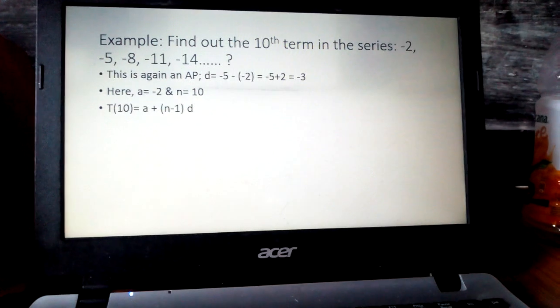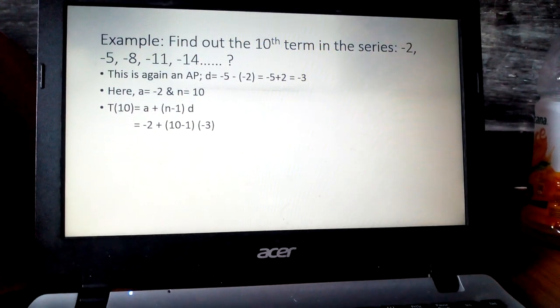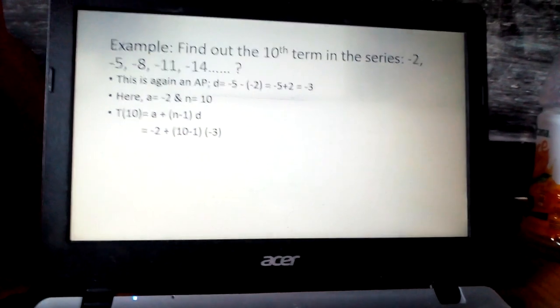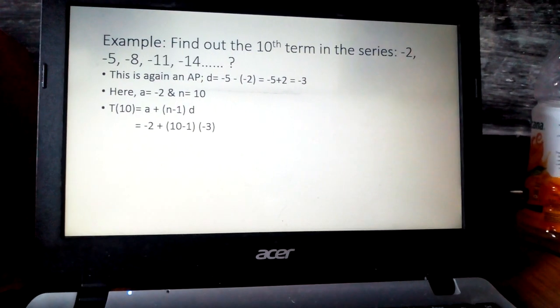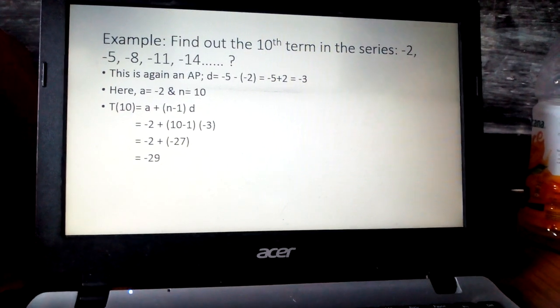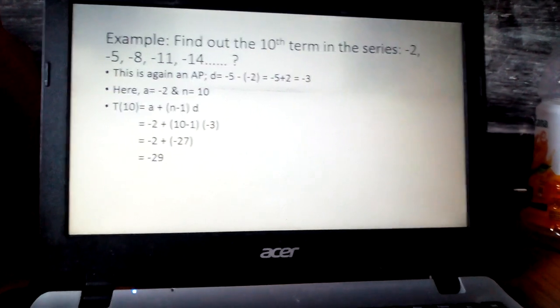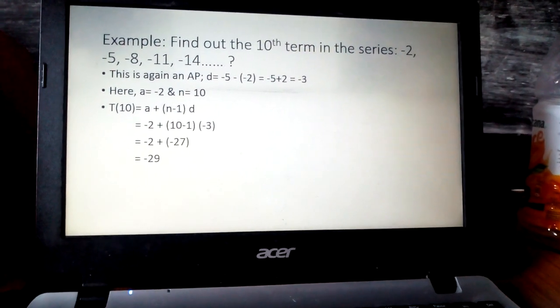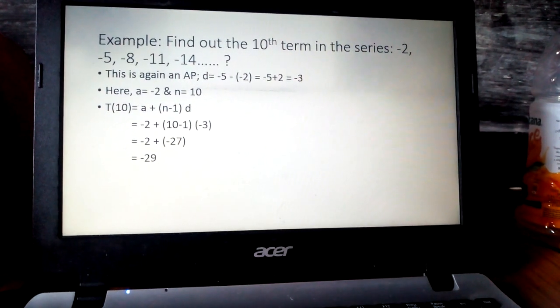So again, putting these values in the formula, T10, that is, the 10th term we have to find out, is equal to a plus (n minus 1)d. We'll be putting in the values: a is equal to -2, n is equal to 10, and d is equal to -3. And we will get this answer. The answer is -29. So the 10th term of this arithmetic progression is going to be -29.